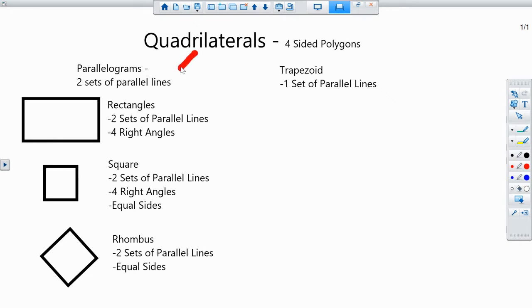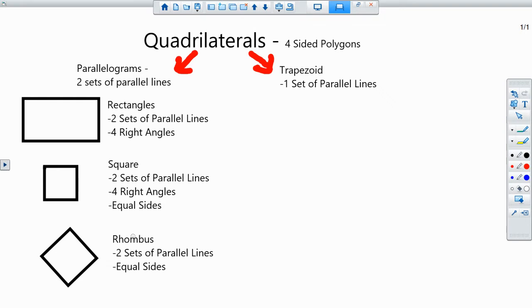We have parallelograms, and we have trapezoids. So we already talked about parallelograms last week. We talked about how a parallelogram has to have two sets of parallel sides. That's all. As long as it has two sets of parallel sides, you're good to go. So we have three different shapes that are also parallelograms. Remember, a parallelogram is a quadrilateral, and so that means that rectangles, squares, and rhombuses are all parallelograms, but they're also all quadrilaterals. So we're going to start off with rectangles.